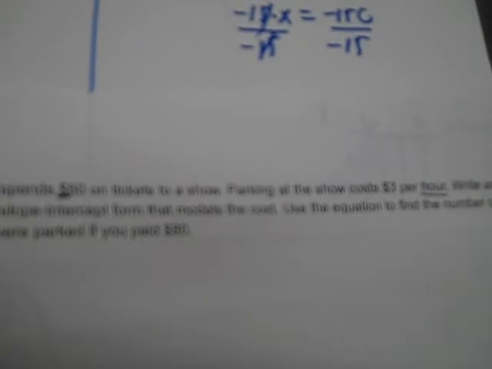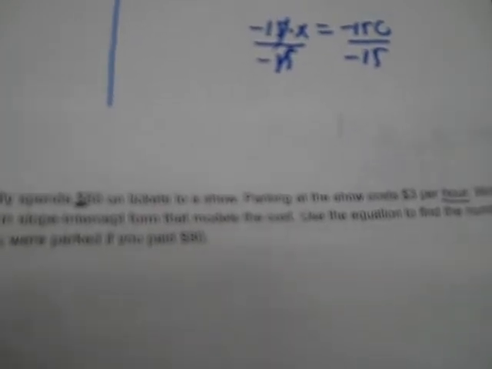Okay, then the last problem. Your family spends $60 on tickets to a show. Parking at the show costs $3 per hour. Write an equation in slope-intercept form that models the cost. Use the equation to find the number of hours you were parked if you paid $80. Okay. So the two units I've highlighted are hours and dollars. Remember, x is the time, that's hours, and then money.